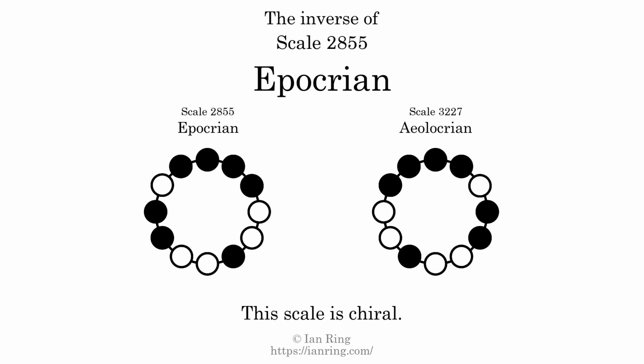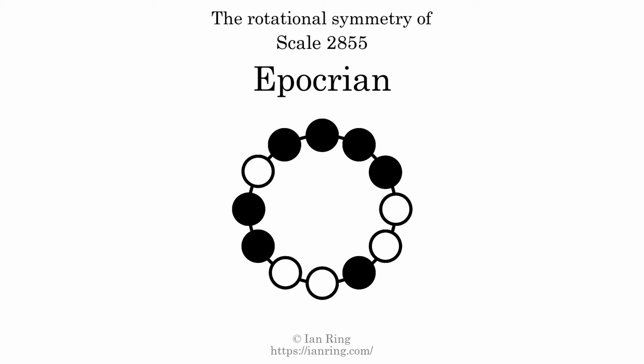The inverse of a scale is a mirror image. It is what you get when the sequence of intervals is reversed. The inverse of this scale is scale 3227, also known as Epocrian. This scale is chiral. It cannot transform into its inverse by rotational transformation. This scale has no rotational symmetry.